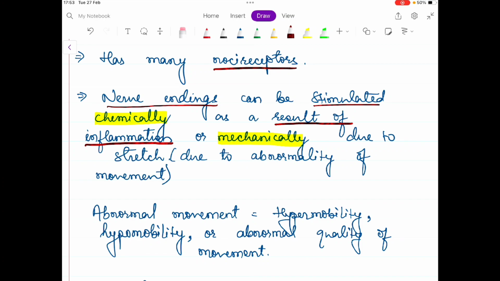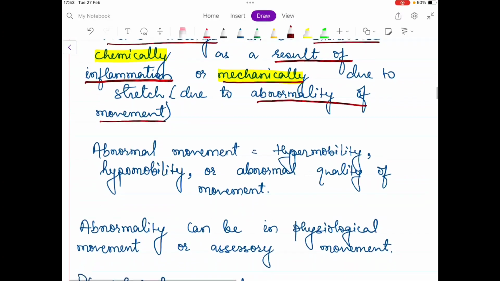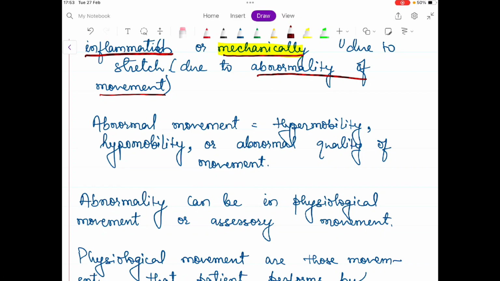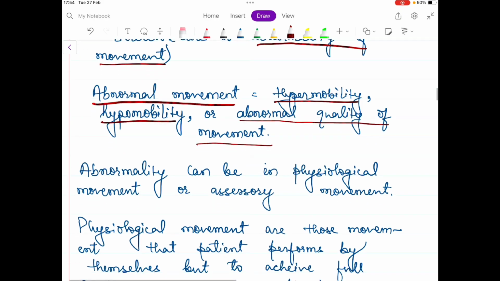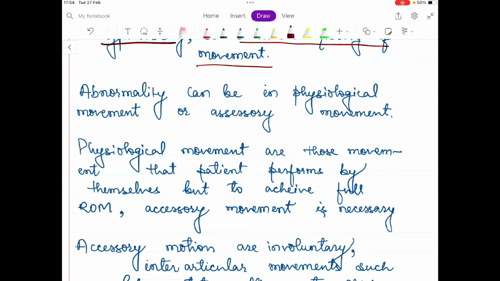Or let's say that there is abnormality of movement which will lead to excessive stretch or excessive load on the body. At that time the nerve endings can be stimulated mechanically. So there are two ways through which the nerve endings can be stimulated. Now let's say that there is abnormal movement present. It will lead to hypermobility or hypomobility or abnormal quality of movement. Now abnormality can be in physiological movement or accessory movement.